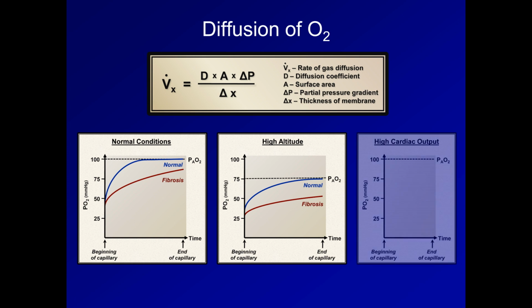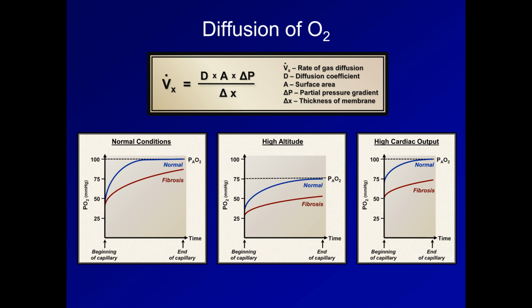Next, in states of high cardiac output, such as exercise or sepsis, the P big A O2 is back to 100, but the more rapid circulation time results in less time elapsing between when blood enters and exits the capillary. In other words, the rate of diffusion is unaffected, but the total amount of gas that diffuses is reduced because of less time for diffusion to occur. Once again, for patients with normal lungs, this isn't usually a problem. However, patients with fibrosis can find themselves getting quite hypoxemic.